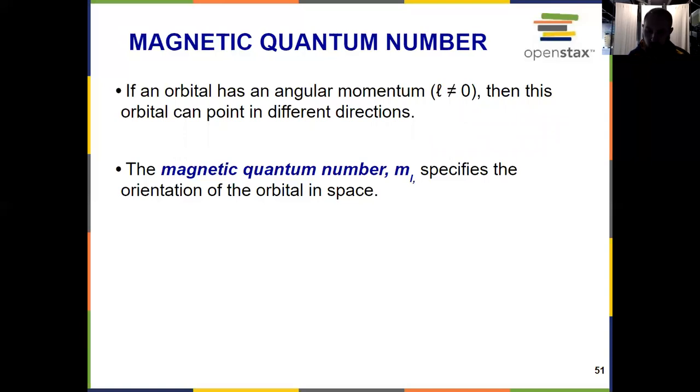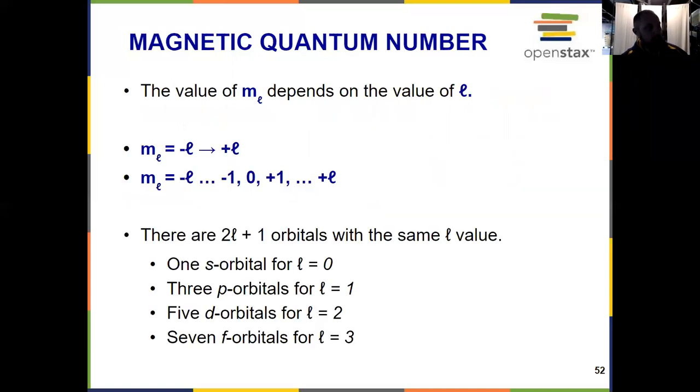Because if I have a p orbital that's dumbbell shaped, it can point along 3 different axes, the x-axis, the y-axis, and the z-axis. So you can think about that like having the same energy if you're standing up or laying down forward and backward or laying down left and right. Those are all the same energy, but we point in different directions. Those are different orbitals, and that's what the magnetic quantum number describes.